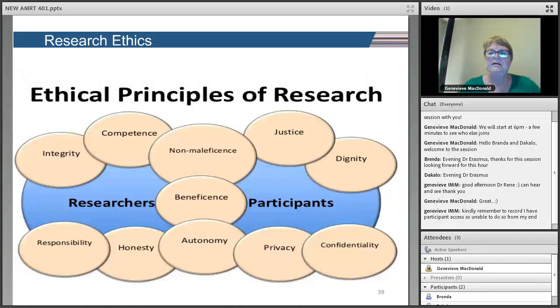Autonomy. If somebody is paying for your research, are you really taking out all of the bias, or are you sort of pushing them again into a particular side? Honesty, responsibility that you take to really look after your respondents, that there's no ill coming to them. The participants have a right to justice, dignity, confidentiality, privacy, etc. So you have, as a researcher, to look after that.